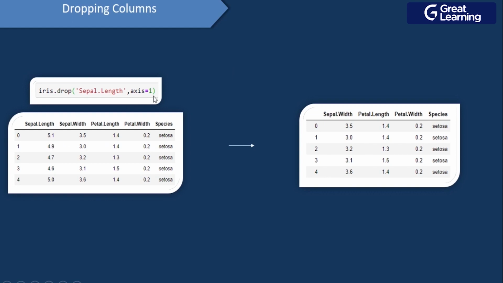So here, when I set the axis value to be equal to 1, this would basically mean that I am dropping a column. So if you want to drop a row, then you'd set the axis value to be equal to 0. And if you want to drop a column, then you'd set the axis value to be equal to 1.